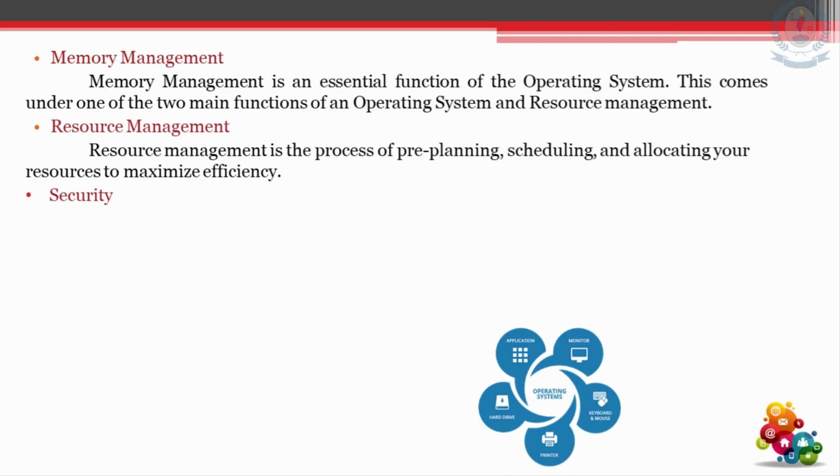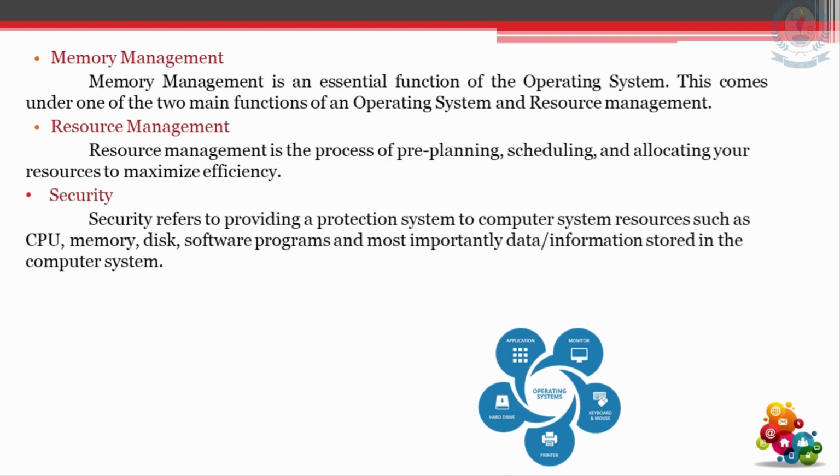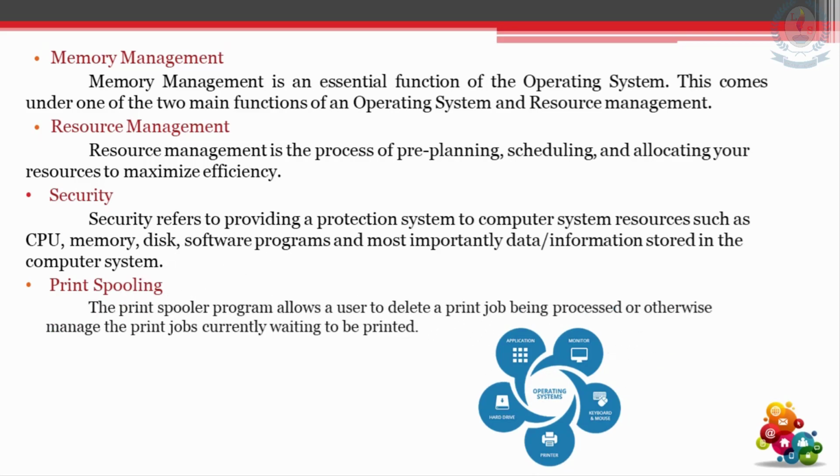So, what is security? Security refers to providing a protection system to computer system resources such as CPU, memory, disks, software programs, and most importantly the data and information stored in the computer system. And the other one is print spooling. What is that? The print spooler program allows a user to delete a print job being processed or otherwise manage the print jobs currently waiting to be printed.